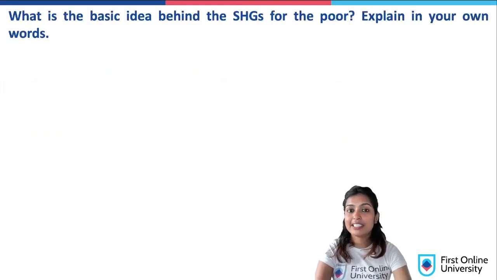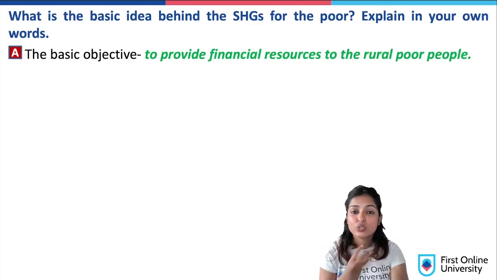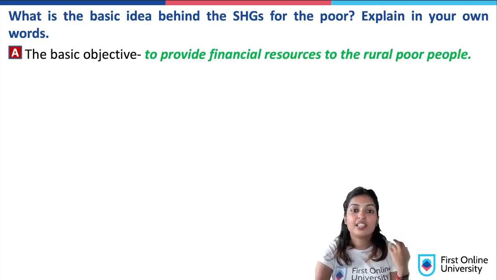What is the basic idea behind self-help groups for the poor? Please explain in your own words. Let us see what is the basic idea. The main idea is to provide finance to the rural poor people without collateral, because the rural poor most of the time cannot afford collateral to give to the banks so that they can get a loan. So self-help groups are a channel through which you can avail credit from the bank without using collateral.